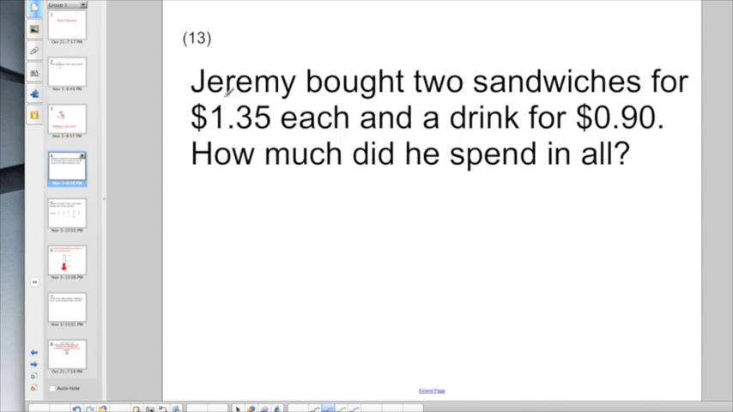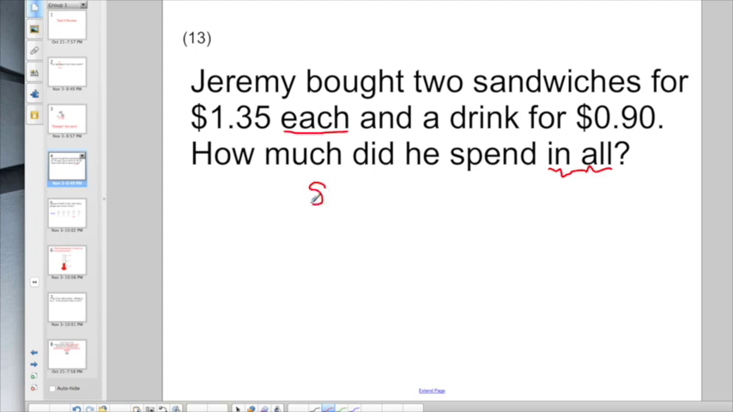Check this one out. Coming at you from lesson 13. Jeremy bought 2 sandwiches for $1.35 each. That is the big catchword right there that a lot of us may or may not trip on. And a drink for 90 cents. How much did he spend in all? Hopefully you know in all, that means it's an adding problem. But the trickier part about this is, how are you setting up the numbers you're adding?